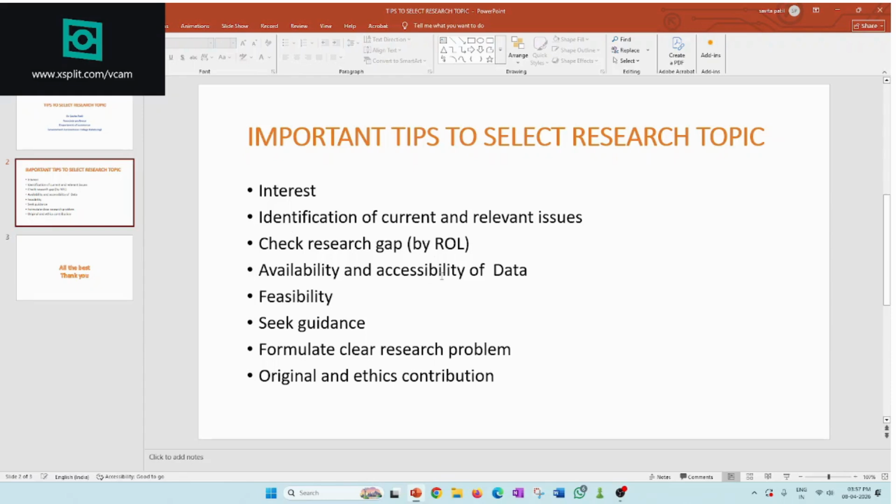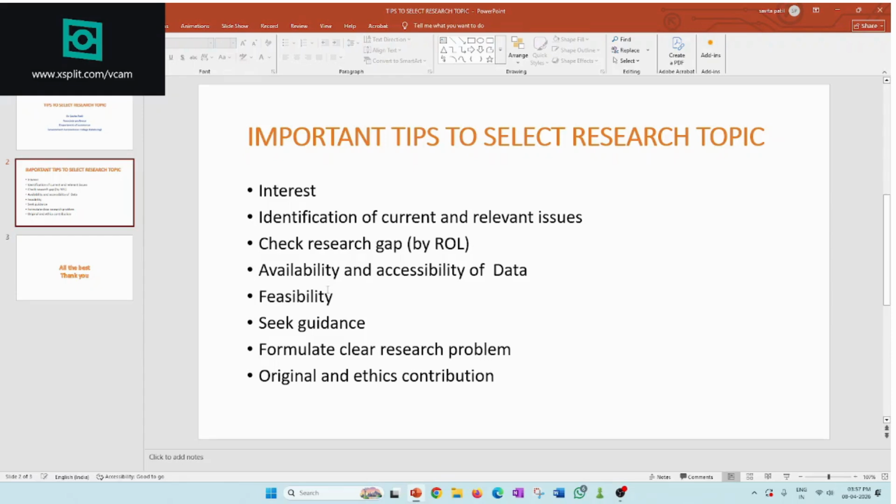Okay. Once you understand the gap, then you have to consider the availability and accessibility of the data, which is very, very important in research. You may go for primary data, you may go for secondary data, but the availability and accessibility should be very easy and convenient for a researcher. According to that, you have to select a research topic. Next, another very important point is feasibility.